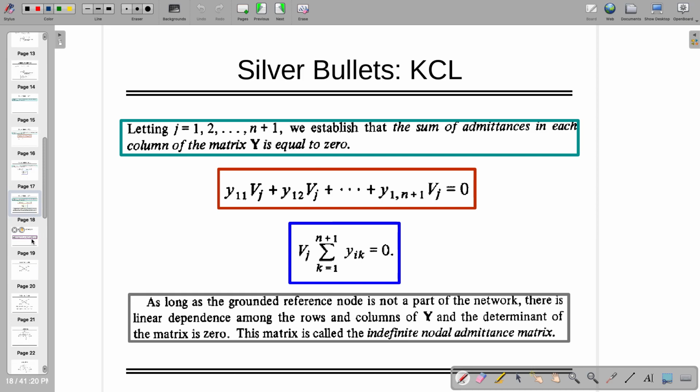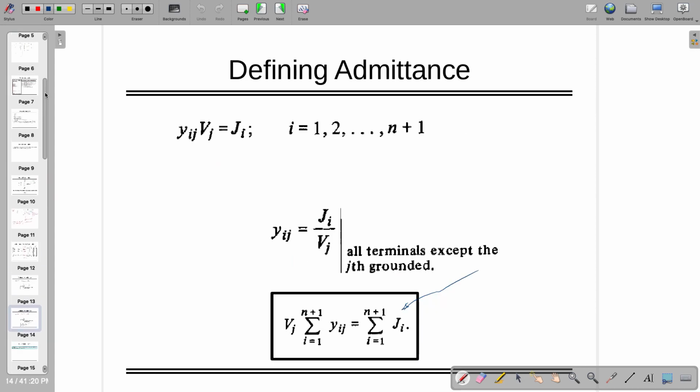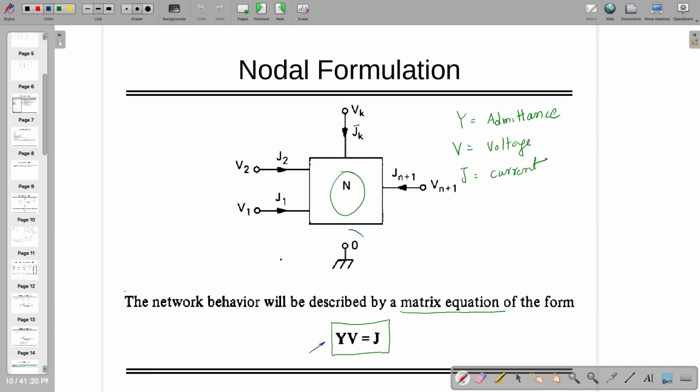And there is one more thing: as long as the grounded reference node is not part of the network. When we are doing the analysis, everything is measured with respect to ground or 0 volt, which will not be part of the analysis. When we define all these nodes, we are not going to take care of this node separately.